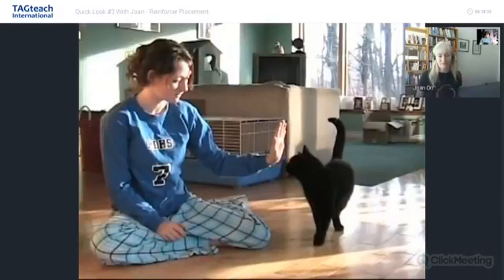Oh yeah, here's another, this is the cat one. You might have seen this one before. This is also another situation where we put the reinforcer away so that the animal has a chance to come back and try again.